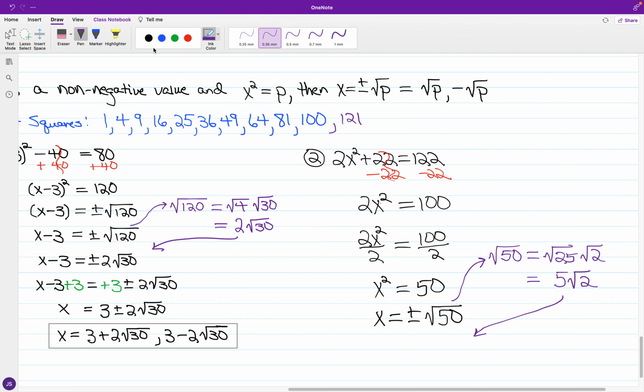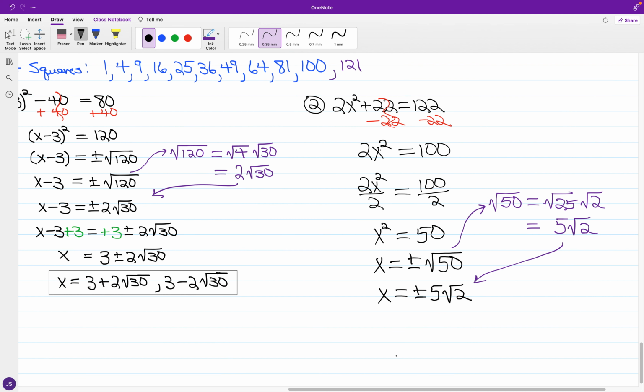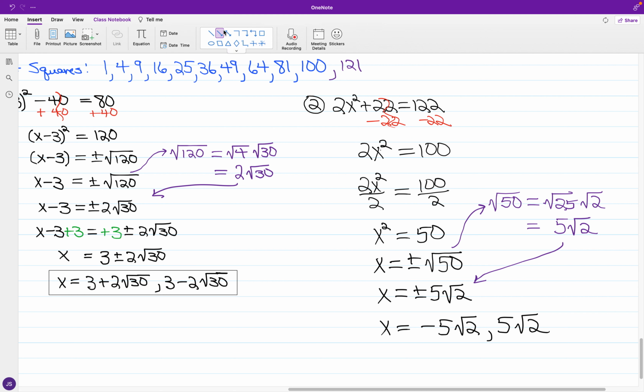So in reduced radical terms, x is equal to plus or minus 5 times the square root of 2. And in itemizing, x is equal to negative 5 times the square root of 2, as well as positive 5 times the square root of 2.